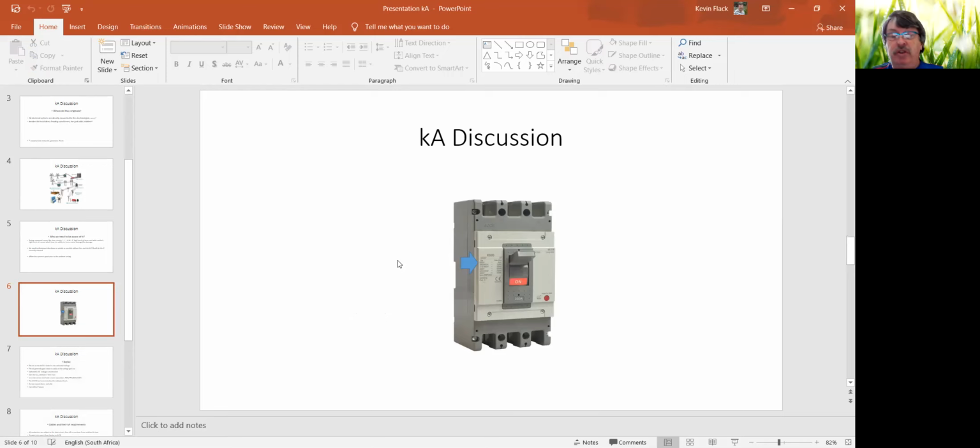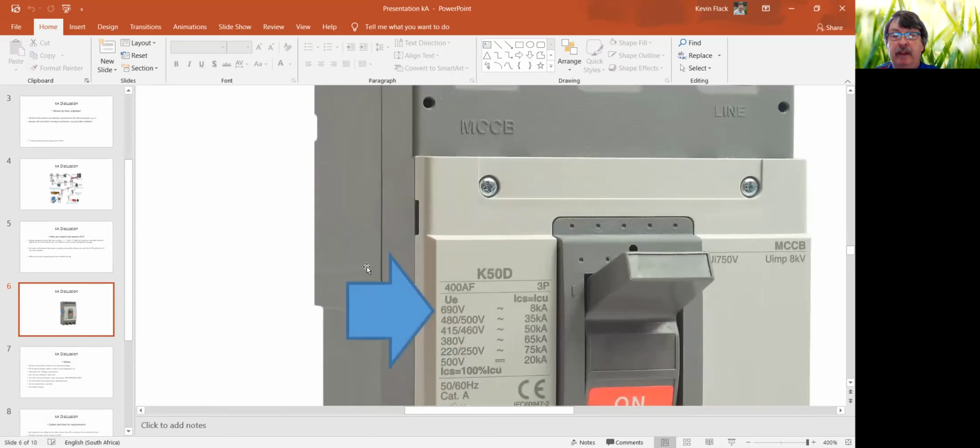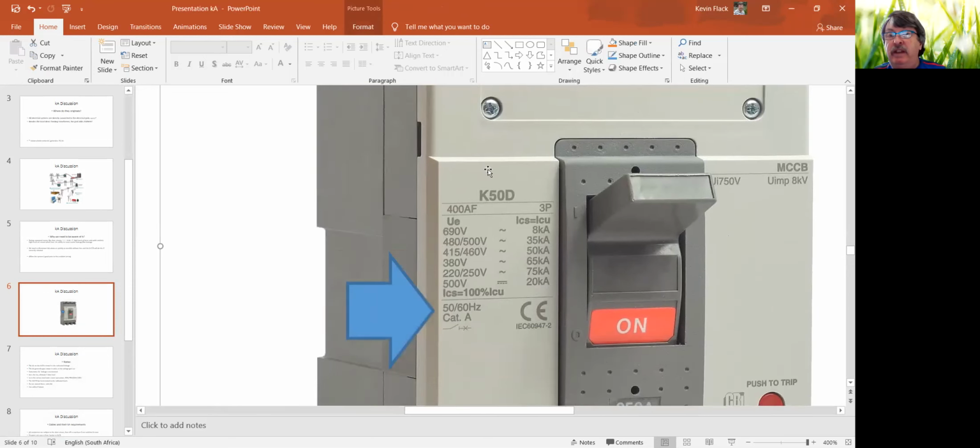So on the screen, as you can see, I've pulled up a circuit breaker. Let's get a bit of a closer look at that. We can see this particular brand of circuit breaker, one of the CBI's K50Ds, has a label on. So how do we know from a circuit breaker that we're going to apply what is on there? And of course, some of the problems that we have is that the circuit breaker is quite a variable thing.